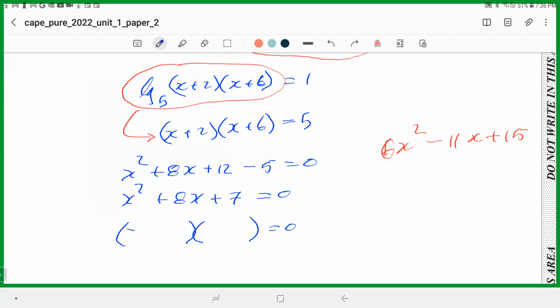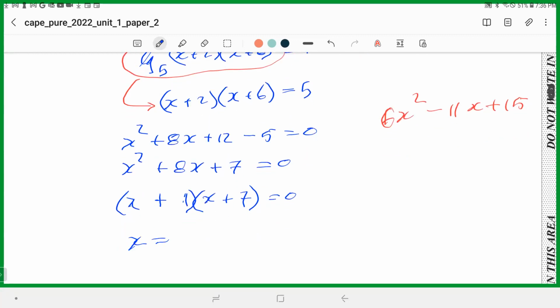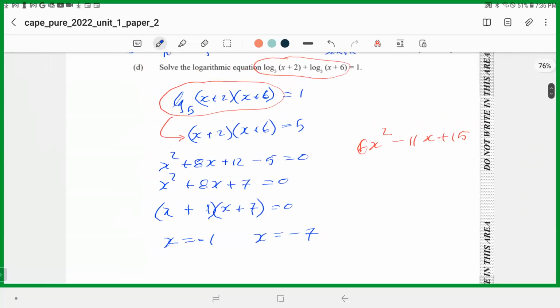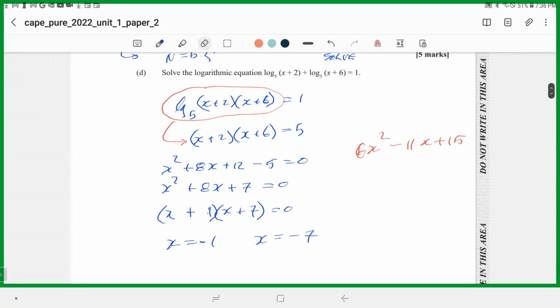But this now is just x and x, 1 and 7, everything positive. So you get x equal -1, x equal -7. However, I put it up. What we have to do now? We get x equal negative 1 and x equal negative 7. What we have to do with the answers? You have to make sure that the answers can work in the original equation.